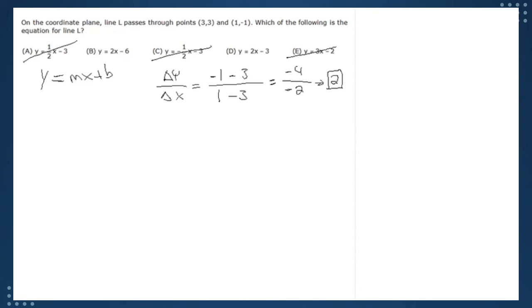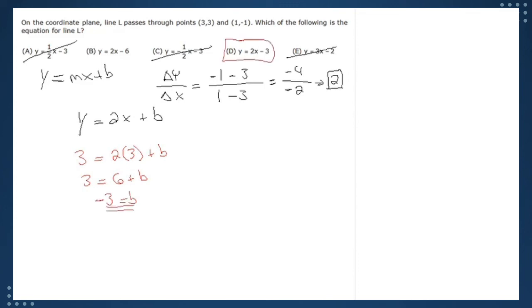So now what you do is you set up your equation, y equals 2x plus b, where b is the y-intercept, as we've said. Then you take any set of points and plug it in. I'm going to go with (3, 3). 3 equals 2 times 3 plus b. 3 equals 6 plus b. -3 equals b. So if the y-intercept is -3, the equation of the line is y equals 2x minus 3.